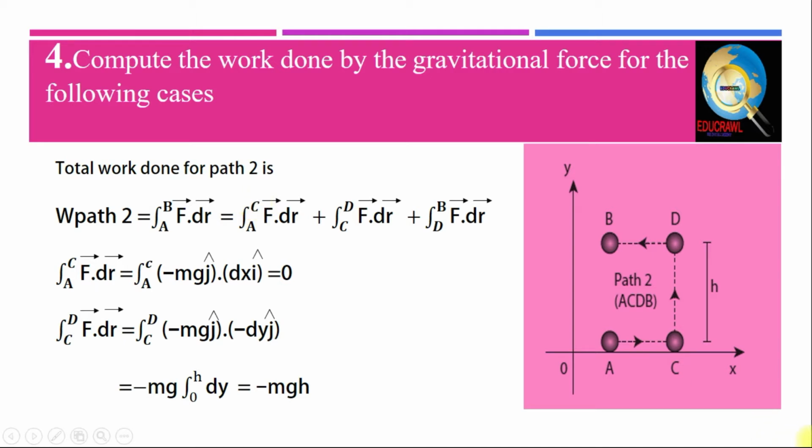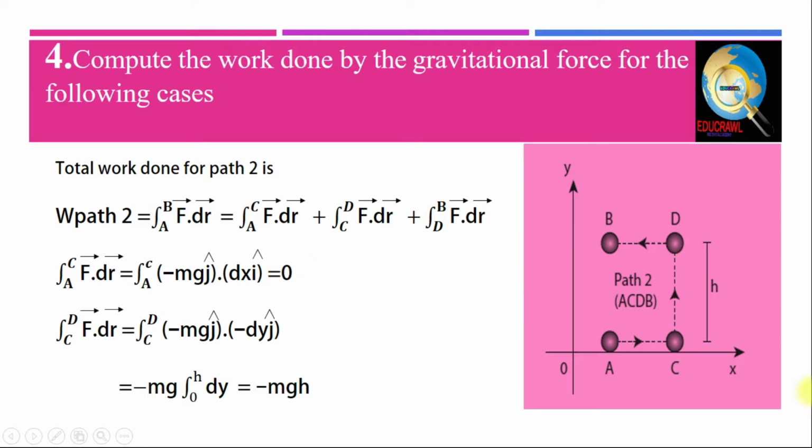From A to C, the work done is given by the usual formula, F dot dr. The gravitational force will act on the y-axis, so it will be minus mg j cap. Here the displacement from A to C is on the x-axis, so the displacement will be dx i cap. Now we know the value of i cap dot i cap is 1, but the value of j cap dot i cap is equal to 0. Hence the total work done from A to C is equal to 0.